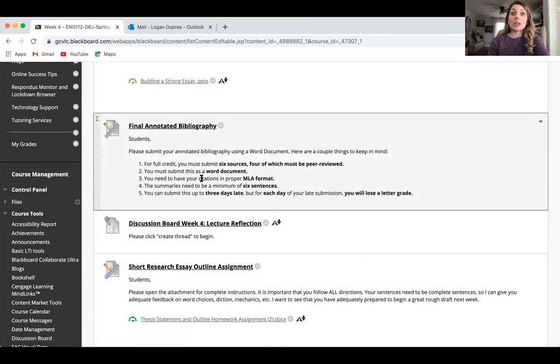And the summaries each need to be a minimum of 6 sentences. Now, if you have a longer article that requires a longer summary, that's fine. I'll be looking at how many pages are in the article to get an idea of what you really should be summarizing. But just make sure that they are at minimum 6 sentences. And then you can submit this up to 3 days late. But for each day that you are late for that submission, you're going to lose an entire letter grade. So for this example, you'll lose 10 points right off the bat.